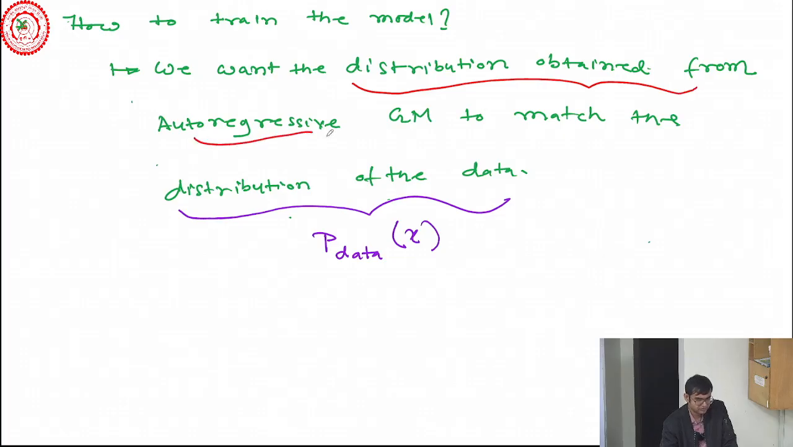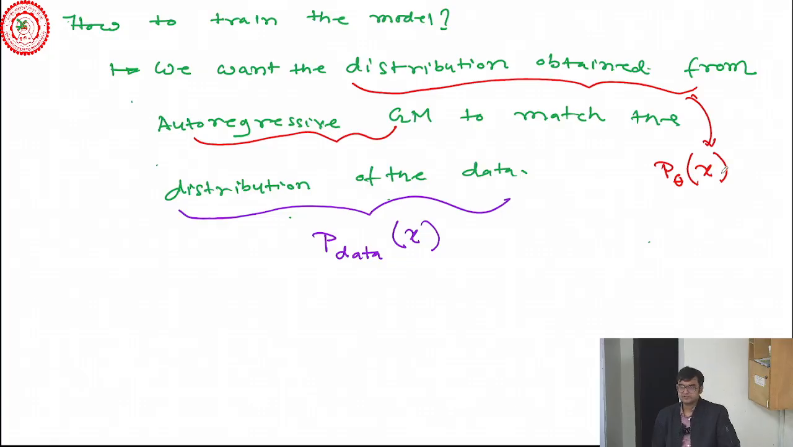Distribution obtained from autoregressive generative model. Let's call it P theta of X. Any idea why P theta of X? Theta are the parameters of the neural network or the logistic regression, whatever, I mean, same thing.